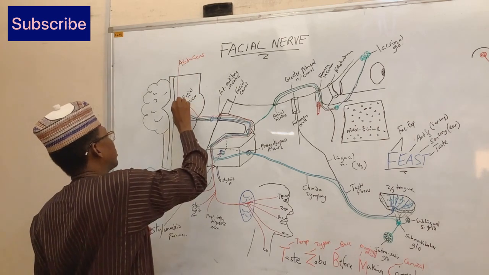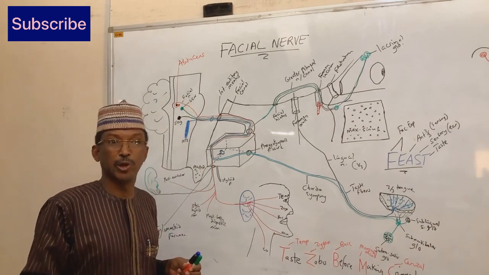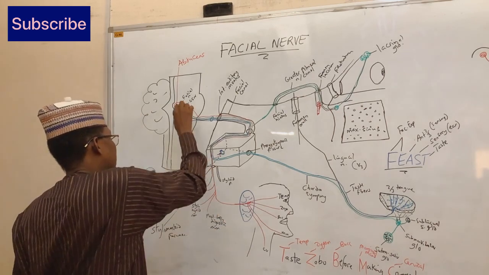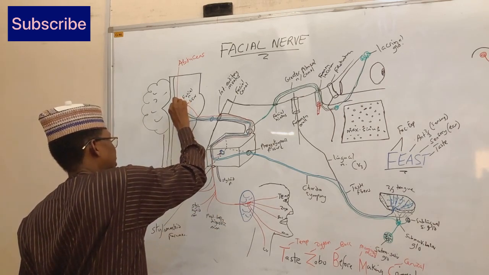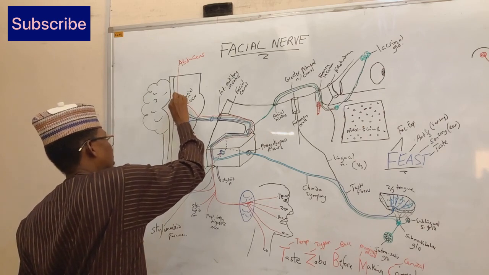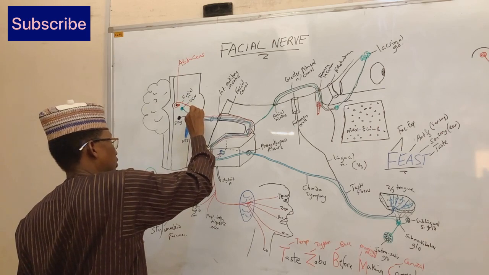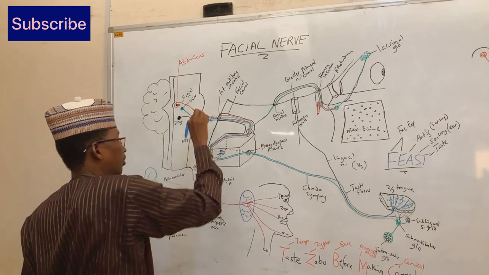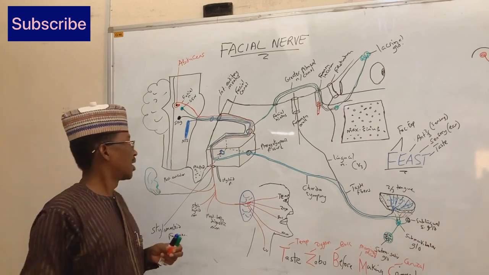So this nucleus of the facial nerve is the facial nucleus proper. The axons from this nucleus loop round the nucleus of the abducens before the axons finally come out of the pontomedullary junction. Are you clear?